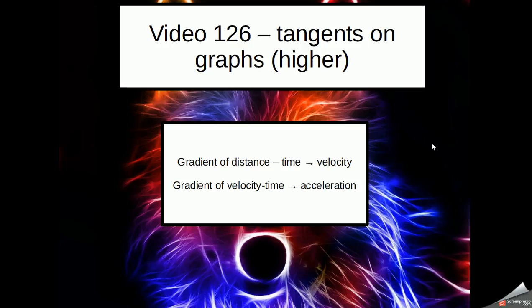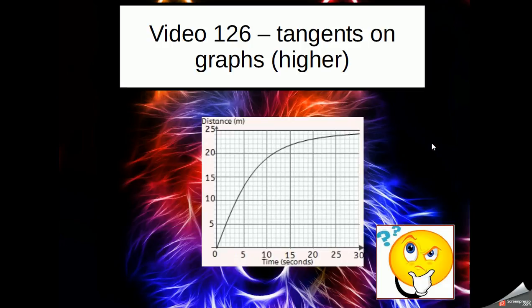And that's going to be useful in the distance time graph, because in a distance time graph the gradient will show us velocity, and in the velocity time graph the gradient will show us acceleration. If you're not sure what I mean by the distance time graphs and so on, make sure you watch the video on that.